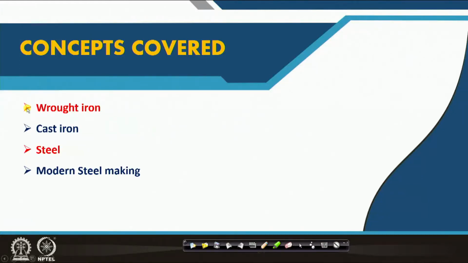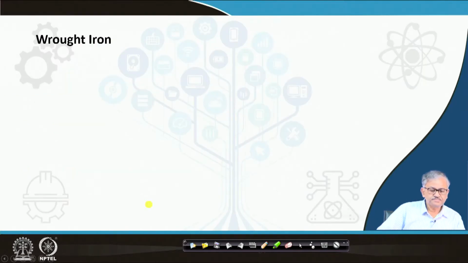What I will discuss is basically wrought iron, the very primitive iron, and then I will talk about the evolution of cast iron, and finally steel, and also the evolution of the modern steel making process.